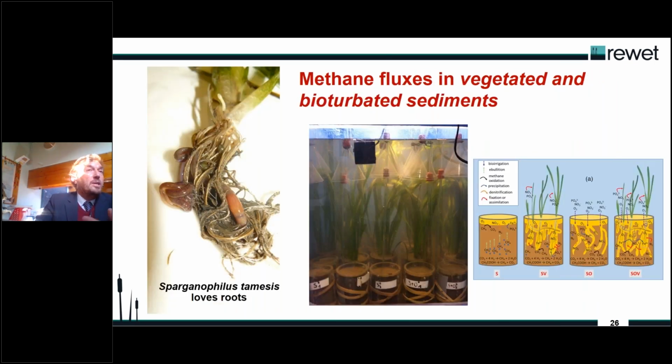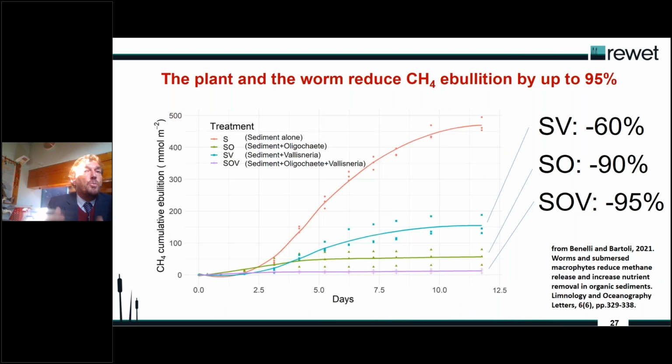And including the topic of biodiversity, this service of oxidation is enjoyed by other organisms that live in the rhizosphere, taking advantage of the favorable chemical conditions, worms, for example. With simple experiments combining the presence or the absence of vegetation and the presence or the absence of macrofauna like worms, we were able to demonstrate that submerged vegetation can reduce methane emission via ebullition, which is the main pathway by which methane is transferred from the sediment to the atmosphere, by up to 95%.